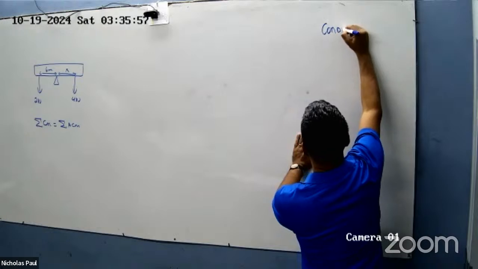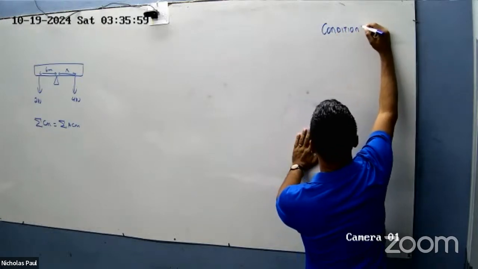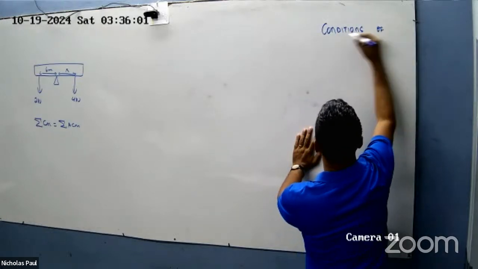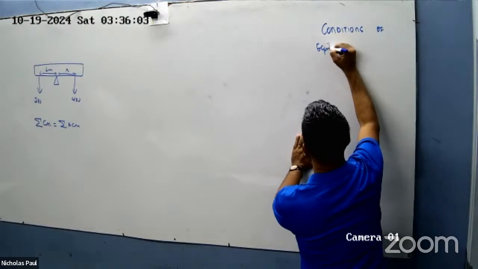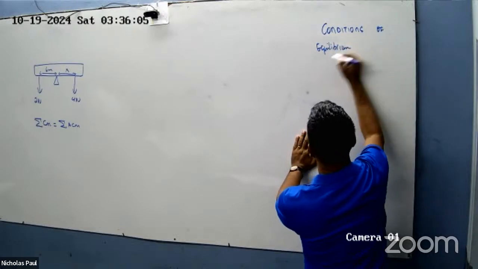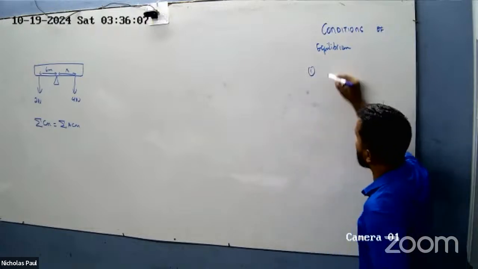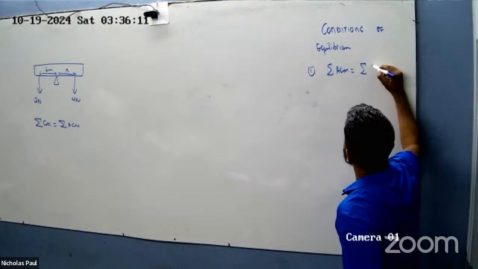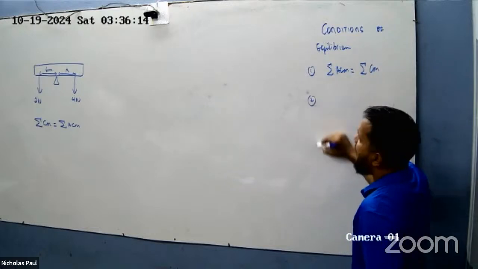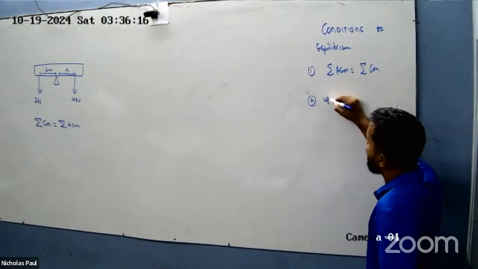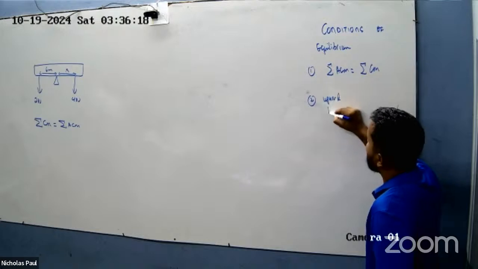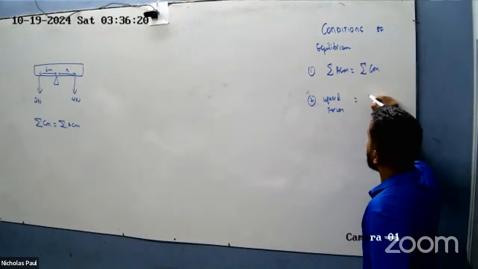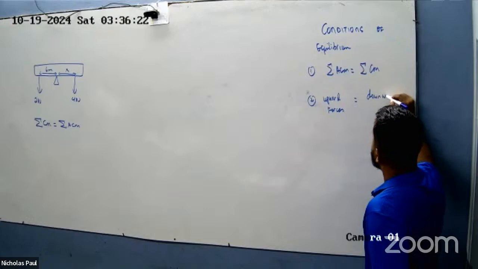Right. So today we're going to take a look at conditions of equilibrium, and we're going to do the past papers on it. The first condition of equilibrium: the sum of the anticlockwise moments is equal to the sum of the clockwise moments. And the second condition is that the upward forces are equal to the downward forces.